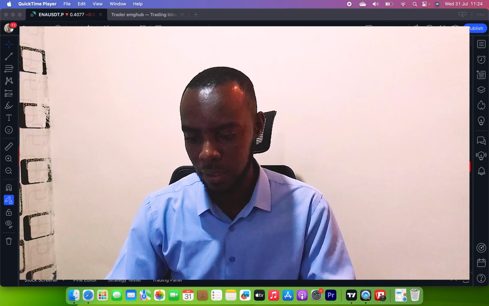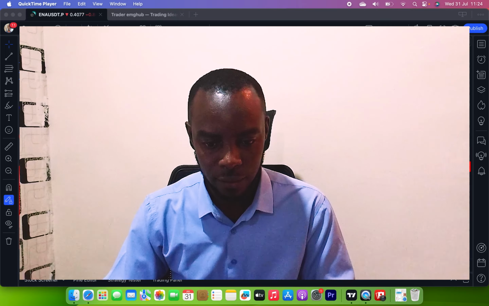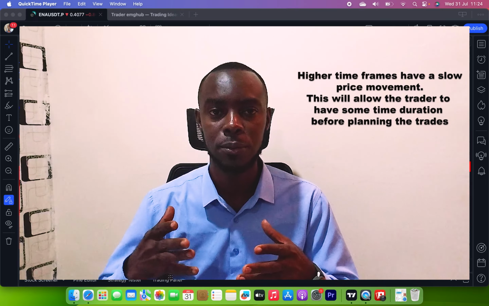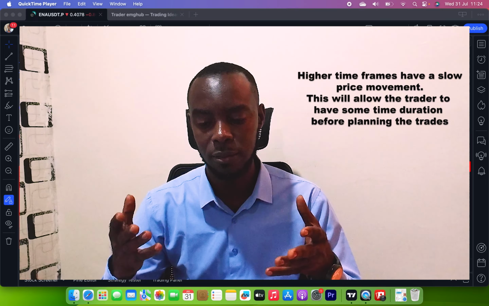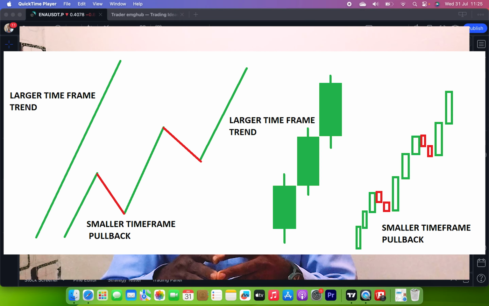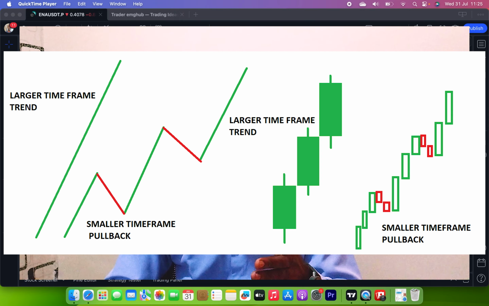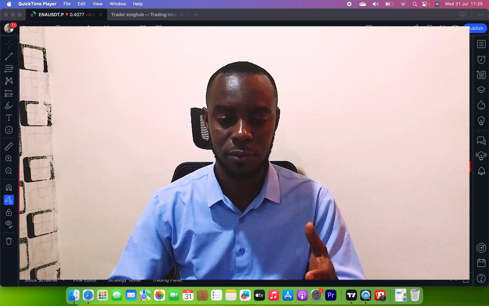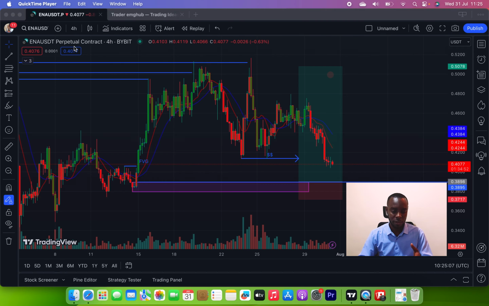ENAUSDT is what we are looking at, and I'm looking at it on a 4-hour time frame because it gives a better view, or in fact higher time frames in general give a better view of the market. By the time you've gone through a higher time frame, you can now scale down to a lower time frame and then be able to find your entry.